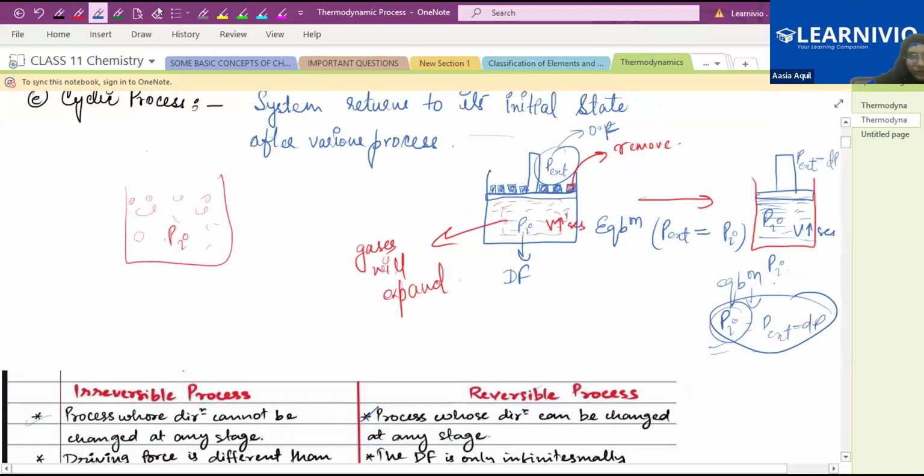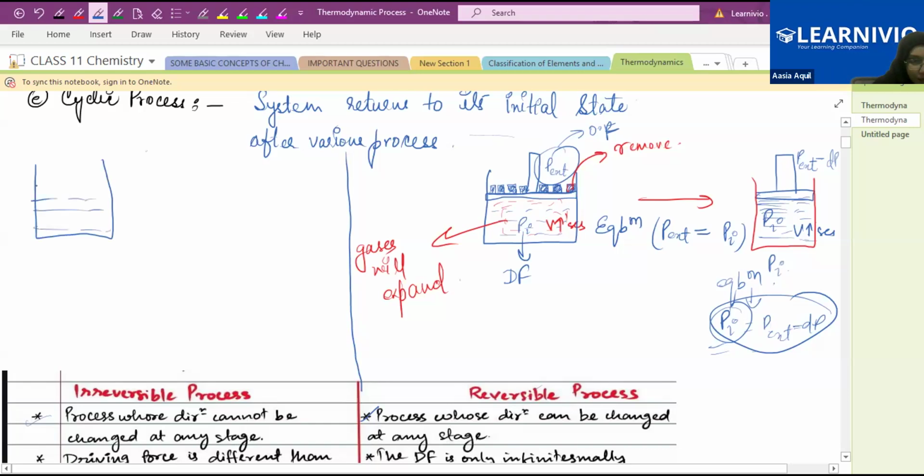Yes. Okay, let's see what about the irreversible process. Suppose this is your diagram, so let's make the partition over here. So this is the reversible process diagram and this is the irreversible process. So what happens over here? This is again the container. These are the gaseous particles. This is the piston over here, and here there are some weights.